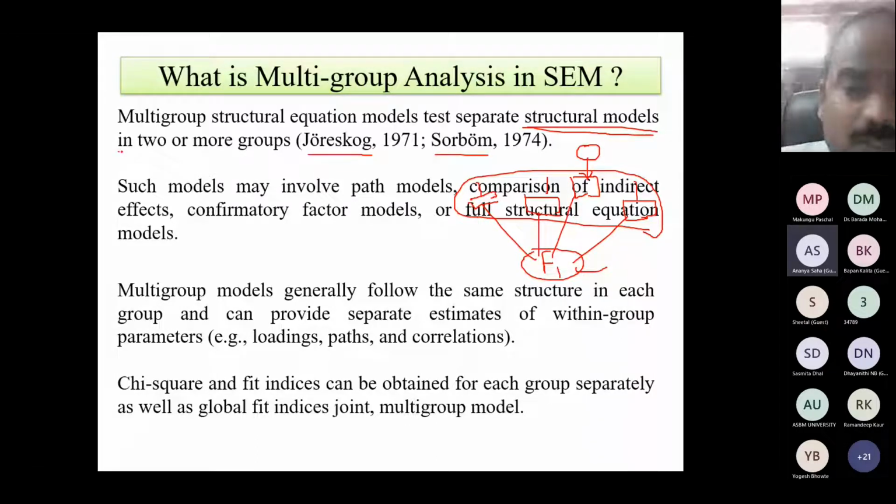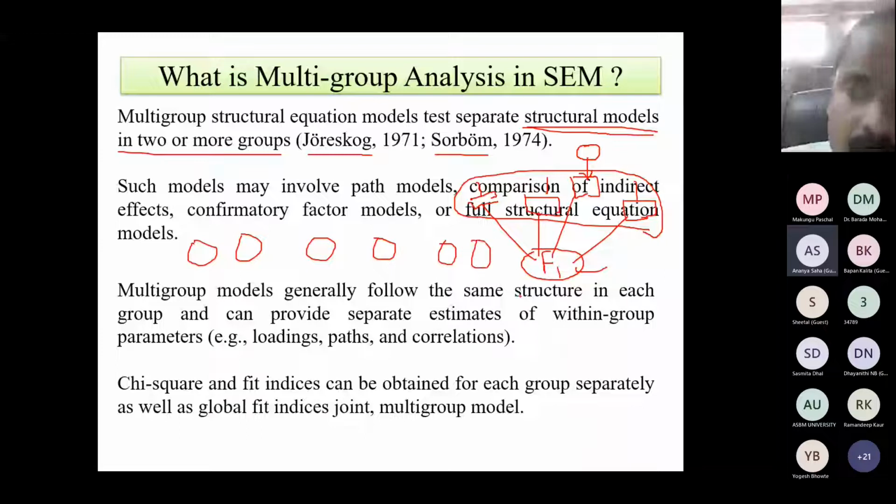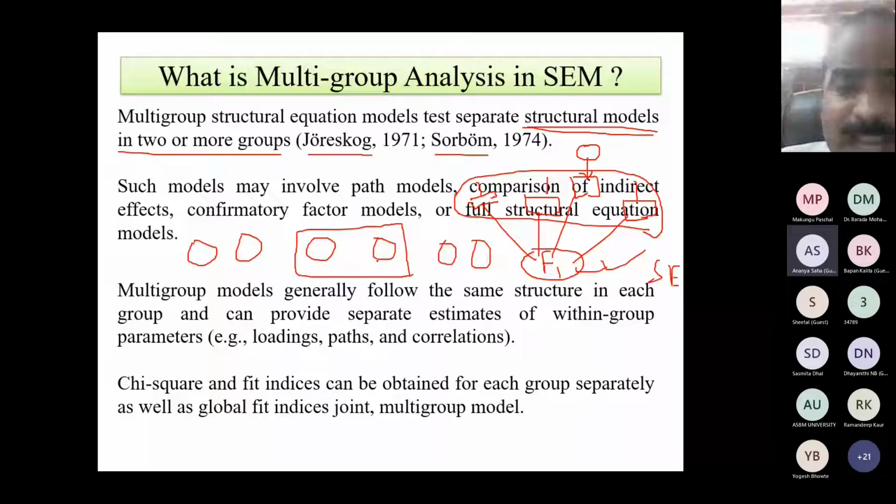In my example, these 2 groups are male and female. It can be marital status, married and unmarried. It can be religion, or ethnic group. So in my simple discussion, I am taking male and female. It may be a measurement model or it may be SEM. Whether the male and female are taken as similar so far as measuring this particular construct.